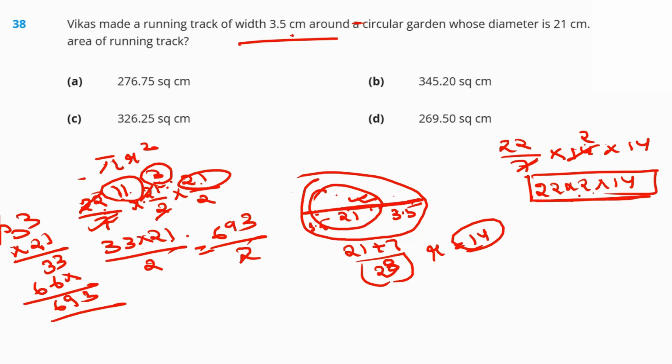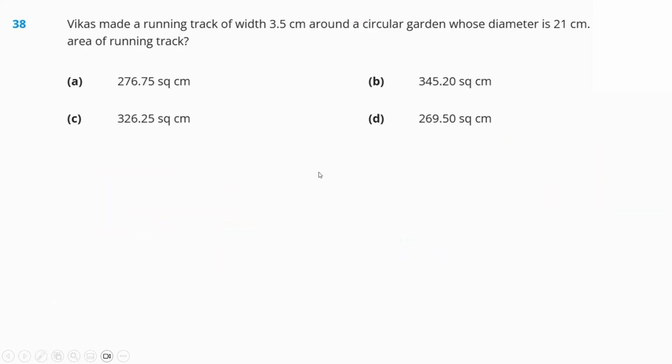22 into 14 into 2. That's 22 into 28. That's 616. Now, if we subtract these two, we get the area of the track. So, what's the area of the track? When we subtract this, we get the area of the track. That was 616, the whole thing, minus 693 by 2. We first take the LCM to this. That would be 2.